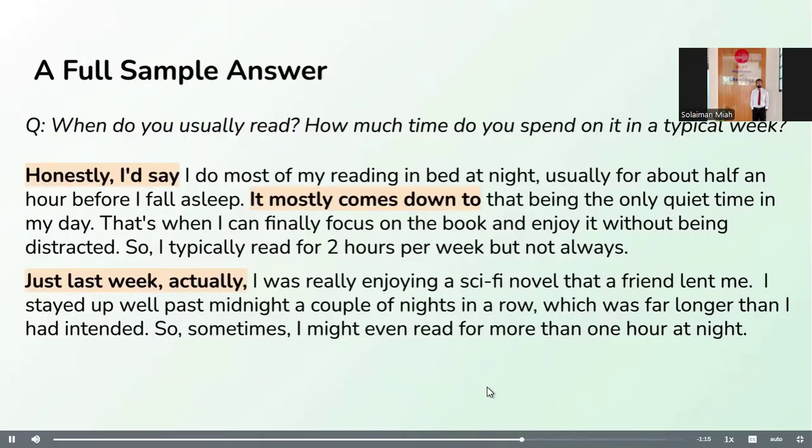Honestly, I'd say I do most of my reading in bed at night, usually for about half an hour before I fall asleep. It mostly comes down to that being the only quiet time in my day. That's when I can finally focus on the book and enjoy it without being distracted. So I typically read for 2 hours per week, but not always. Just last week, actually, I was really enjoying a sci-fi novel that a friend lent me. I stayed up well past midnight a couple of nights in a row, which was far longer than I had intended. So sometimes I might even read for more than 1 hour at night.